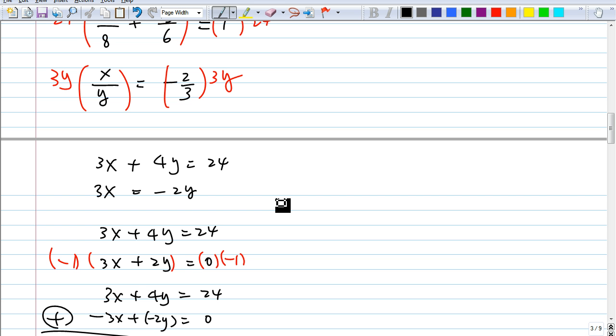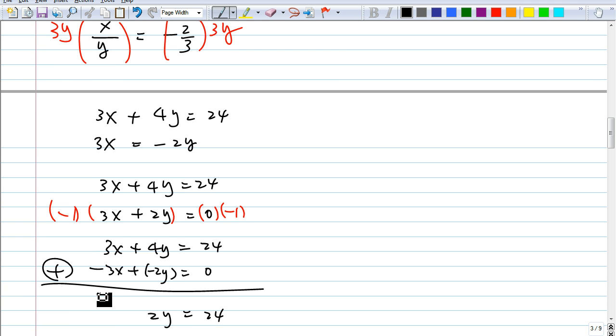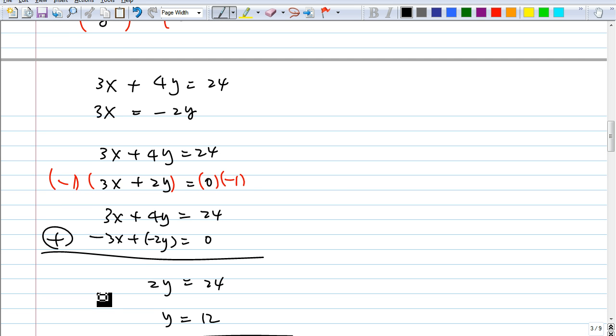You get 4y equals 48? Really? No, when I add them together, the x's cancel out. So I get 4y. What is 4y plus negative 2y? Oh yeah, 2y. 2y equals 24. What's 24 plus 0? 24. Isn't that right, guys? Then, of course, we divide both sides by 2. y equals 12. Pretty straightforward.